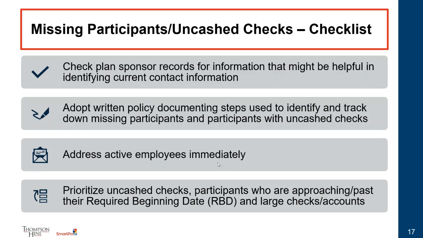Also prioritize participants who are approaching or are past the required beginning date, because that's going to create a qualification issue. But the IRS does provide some relief against that if you've made good faith efforts to try to locate these people. And then, as I said, prioritize the large checks and the large accounts over the small. I'm not saying ignore the small. I'm just saying, if you have a long list and you're trying to prioritize, these are the ones that should be prioritized.